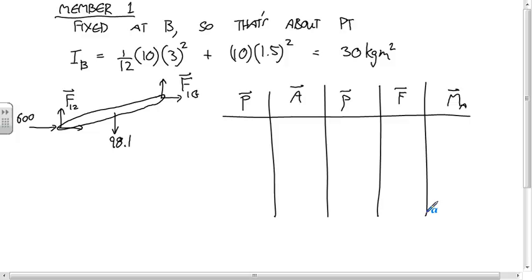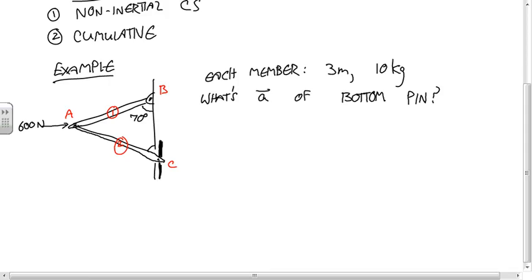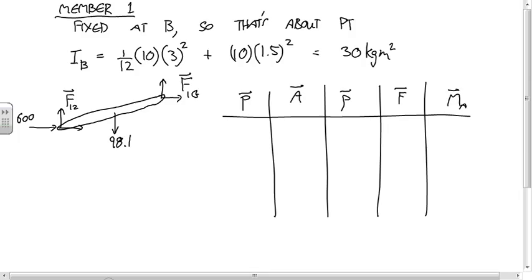We have to choose a coordinate system. I guess this isn't a bad one. So what's the angle from the positive x-axis up to this bar? 20, yep.